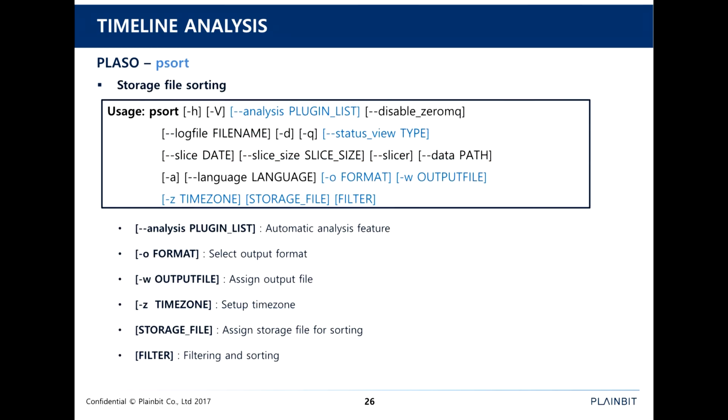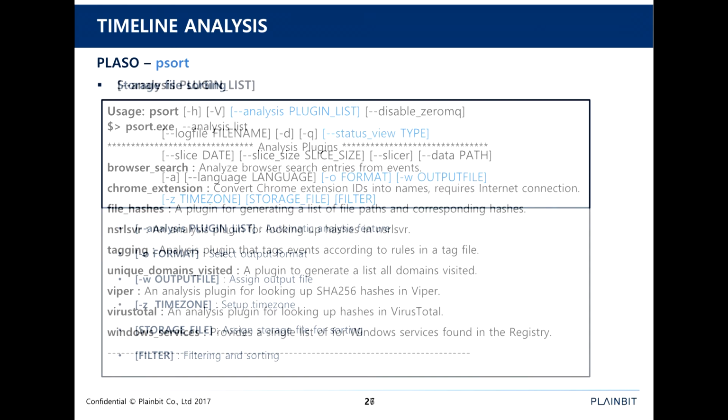The psort tool is a tool for sorting timeline data and outputting the data in the format you want. It also provides additional analysis functions. There are precautions when using psort tool. You must enter the same time zone option that you entered when using the log2timeline tool in the psort tool. Other options that you must enter are the storage file path, the output format, and the path to the file to be created in the specified format. Rest of the options are not mandatory.